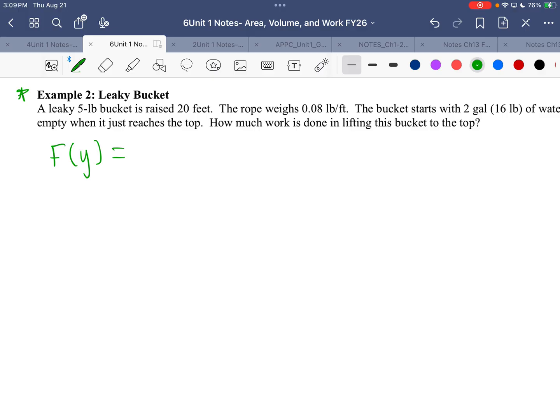Okay, so the sum of the forces, we have the bucket. No matter how deep the bucket is, it's always 5 pounds.